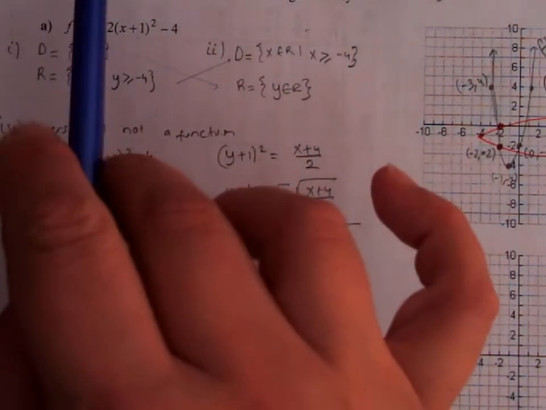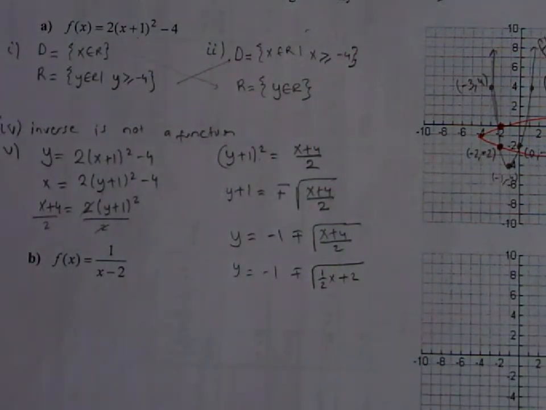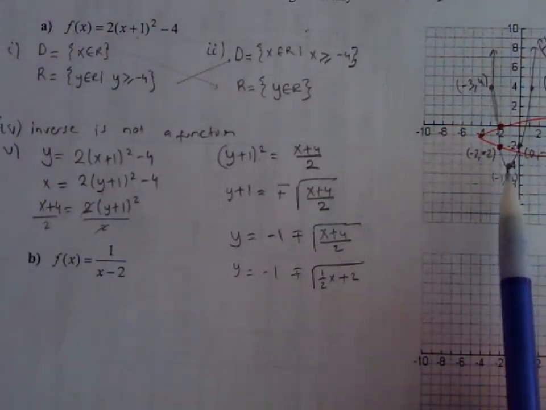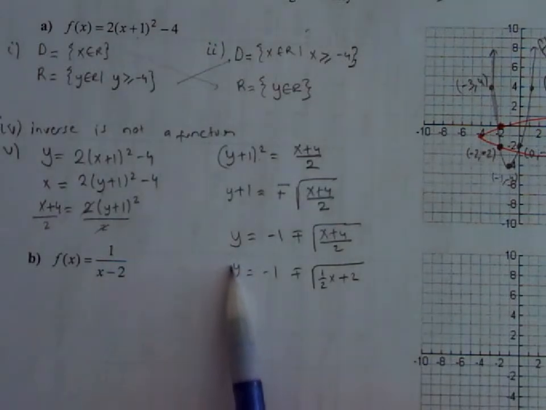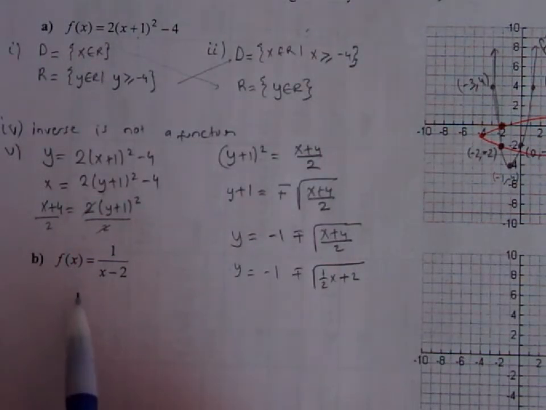So let's look at step 4. What does it say? Replace y with inverse notation if the inverse is a function. But we already see that it is not a function. So therefore, I'm not going to replace y by inverse notation here. Okay? Let's look at the next question.